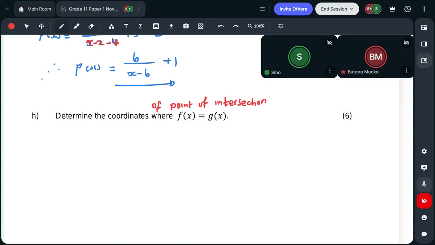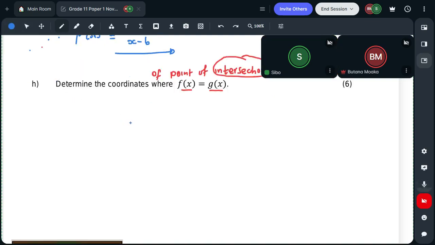So instead of saying f at x is equal to g at x, they like to use this word. Intersection is where the two graphs meet. So to find where the two graphs meet, you equate the two equations. f at x was 6 over x minus 4 plus 3. Then you equate this to your g at x, which was 3 over 2x minus 3. Then you solve for x. That's how easy the question is.